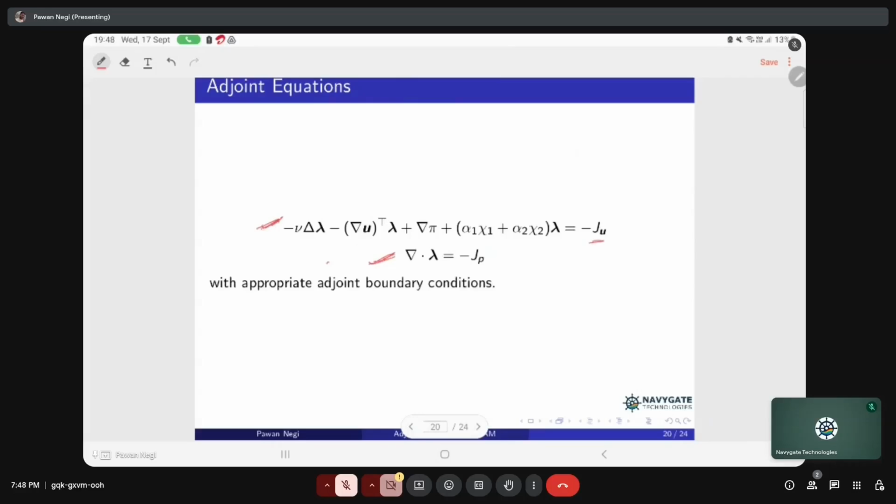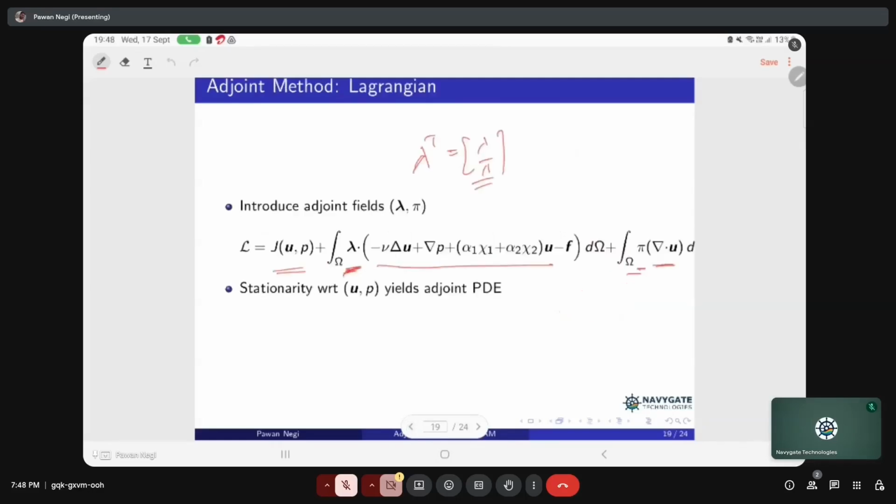If you satisfy these two conditions, then you'll get your derivative of j with respect to u and p after solving these. These are the adjoint equations as we discussed previously. These you have to solve simultaneously. This will consist of one solve for this. Here you can see that both alpha 1 and alpha 2 are there in this adjoint equation, and in the primal equation you already know both are there.